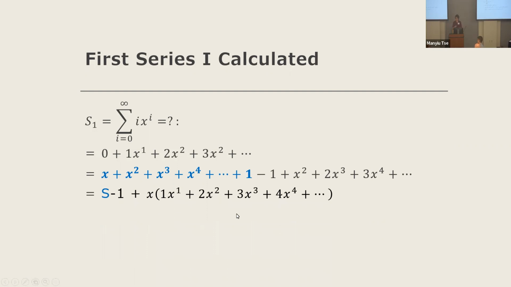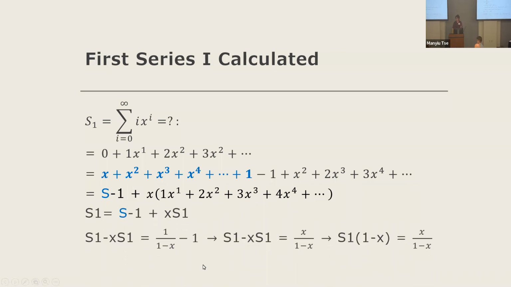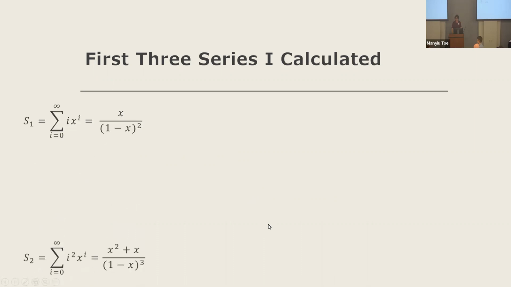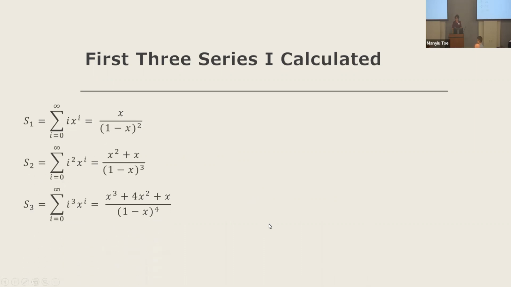Then factoring out an x from the right side, this portion multiplied by the x is the same as the terms from the original S1 series. So we just rename that S1. Then going through the algebra and substituting 1 over 1 minus x for s, we get that S1 equals x over (1 minus x) to the power of 2. Then I took that and said, hey, let's look at the n equals 2 and n equals 3 cases. So I calculated all those series and came out with this.